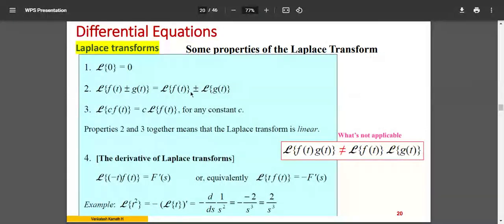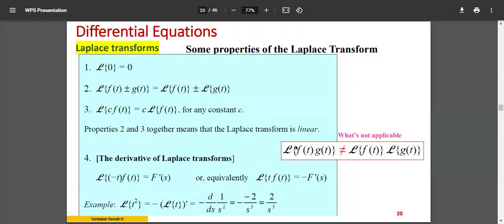Okay, so this is summative. And one more thing is constant. So it's a linearization, in fact. So if there is a constant along with your function, for example, 2x square, where x square is f of t and 2 is the constant, that constant you can bring out. Here, you can see it. So it becomes 2 into Laplace transform of that x square. So that constant can be brought outside.